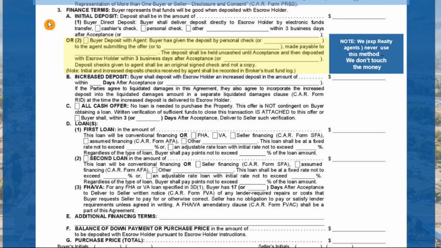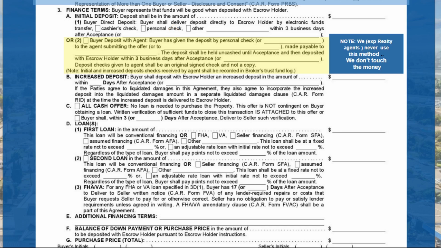Finance terms are very important, and the buyer states in the agreement that all funds will be good when deposited with the escrow holder. You have to make an initial deposit, which is referred to as the earnest money deposit. And normally, actually, the larger you can make this, the better, up to 3%.